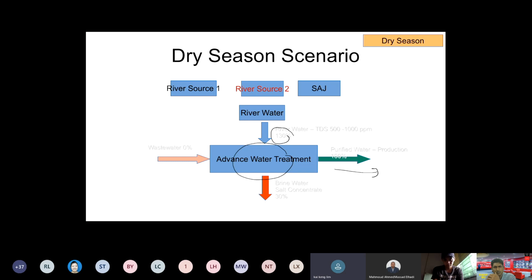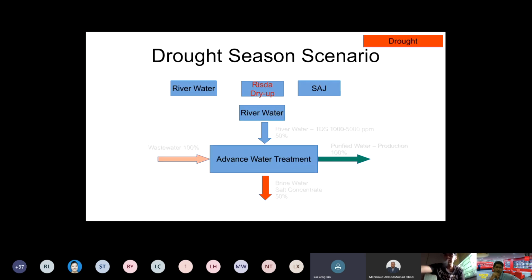So for a normal RO system, we can have 99% reject of this salt. If we have about 1000 coming in to our production, we can get about 10 ppm into our production, if we purely refer to TDS as our indicator. This is for dry season. Let us look at drought season.